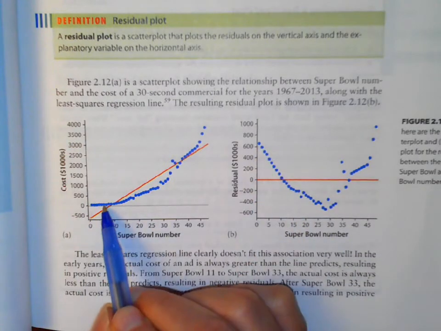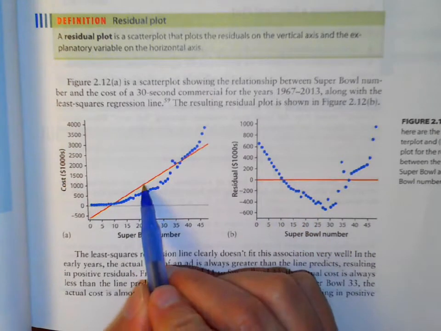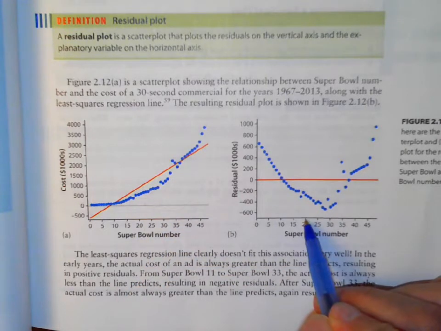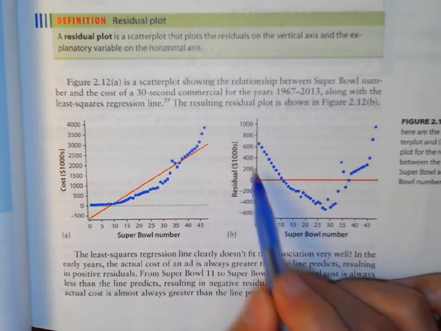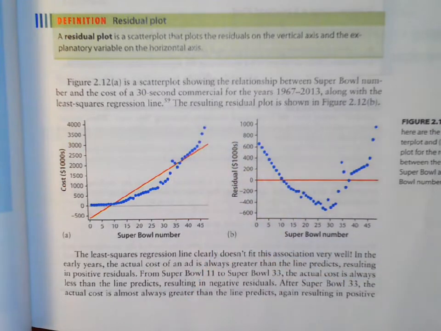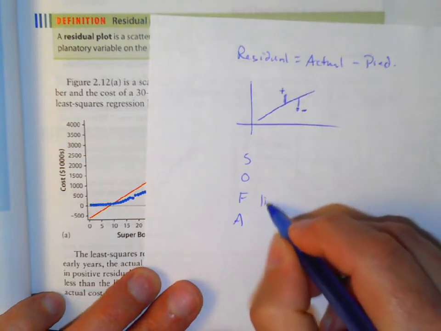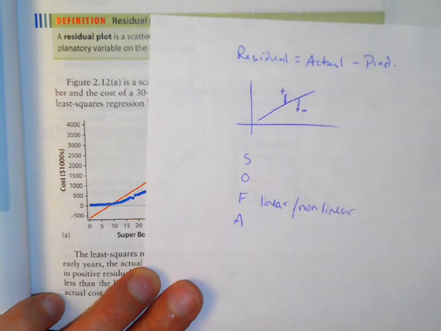Okay, if we pick a different point, this point right here, at 5, that residual looks like, I don't know, a couple hundred. So at 5, that residual is a couple hundred. Say at 20, this residual is negative something. So at 20, this residual is negative something. Okay, so we're just looking at all those residuals. Basically, you can see the form of this. Remember in SOFA, the form is either linear or we're going to say nonlinear, right? Okay, so we're thinking about one of those two things.